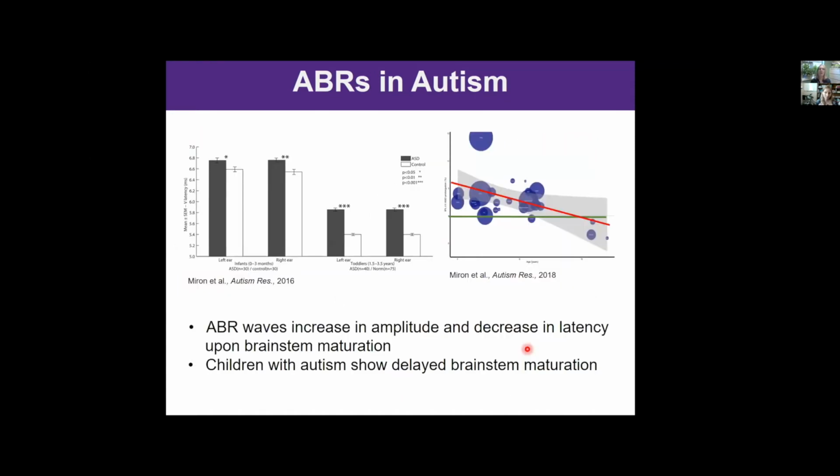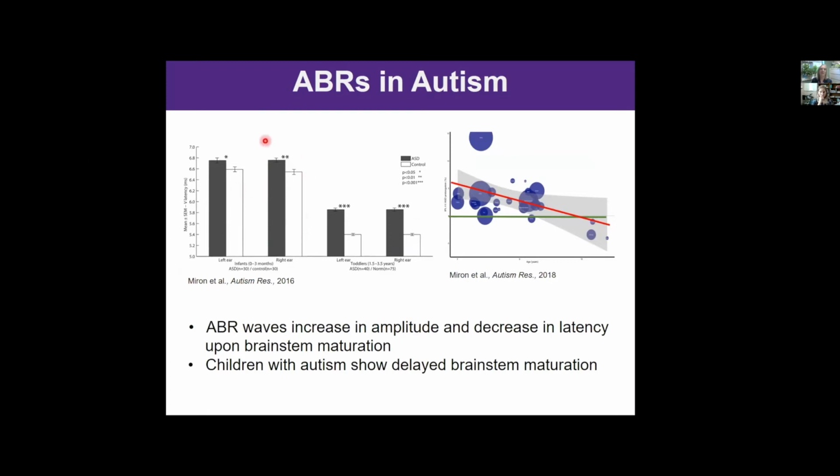So what we know in kids with autism, and this is not our data, this is data from others, is that in auditory brainstem responses, the amplitude of the waves increases during development, and the latency of these peaks in the wave decreases during development. And we see this in the study here.